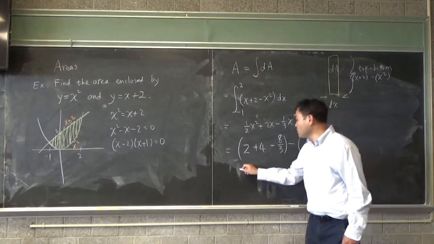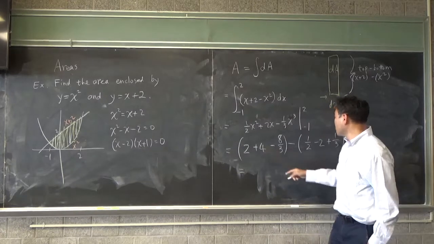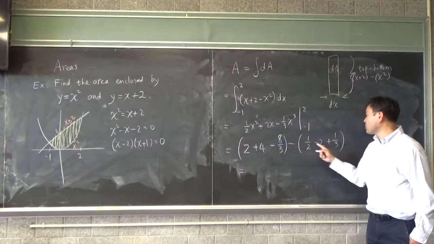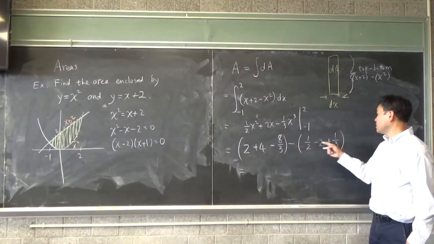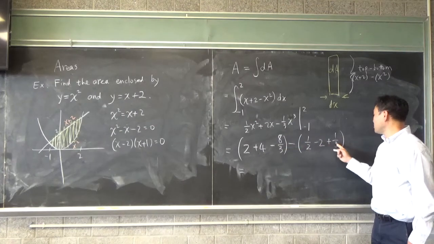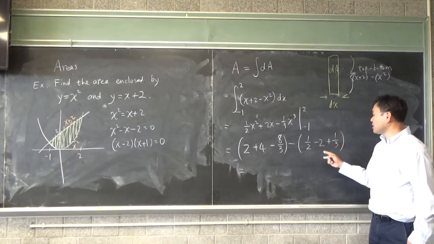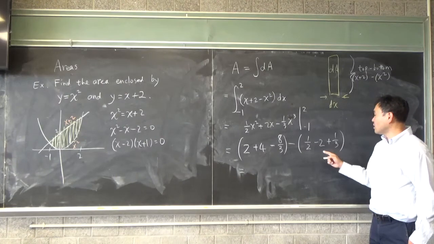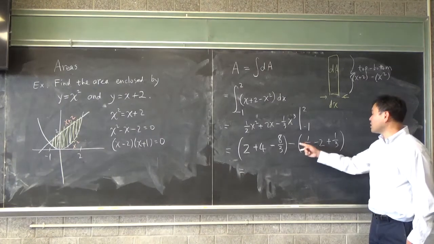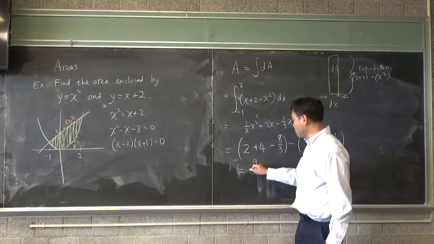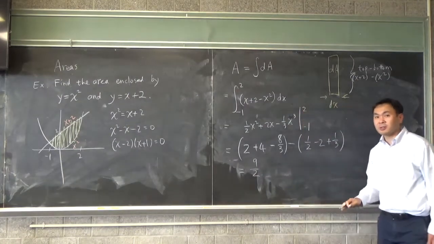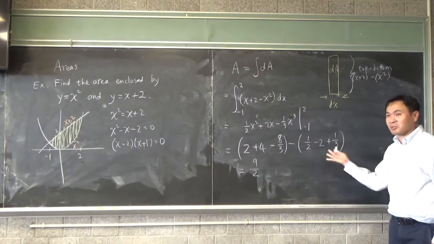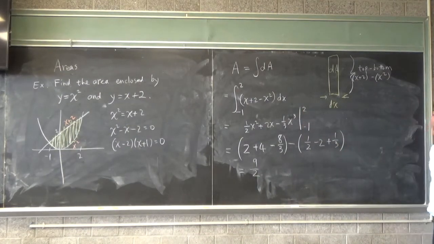All right, so if you continue on, 2 plus 4 is 6, and then minus 2, so it's 8. Minus 8 over 3 minus 1/3 would be minus 3. 8 minus 3 would be 10. 10 minus 1/2 will end up being 9 over 2. Okay. Another something that you can just calculate, right? All right, so that's method 1.